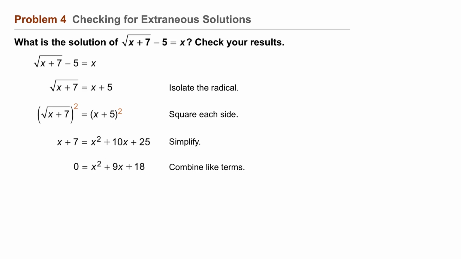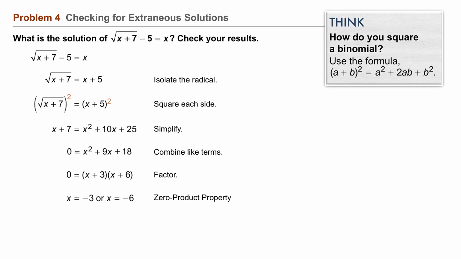And combining like terms, getting all of our x's and constants on the right, leaving a 0 on the left, we now have 0 equals x squared plus 9x plus 18. We'll factor the quadratic trinomial on the right so that we can use the zero product property to find solutions. So we factor x squared plus 9x plus 18 as the product of the two binomials, x plus 3 and x plus 6. This tells us that x equals negative 3 or x equals negative 6.